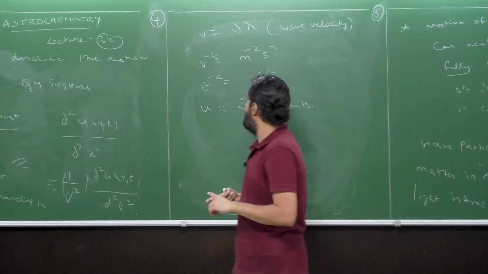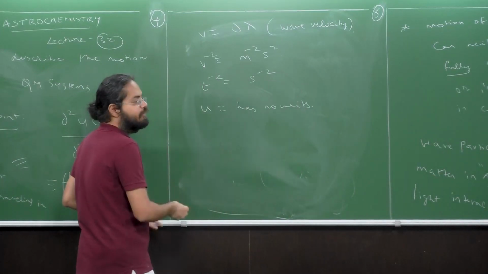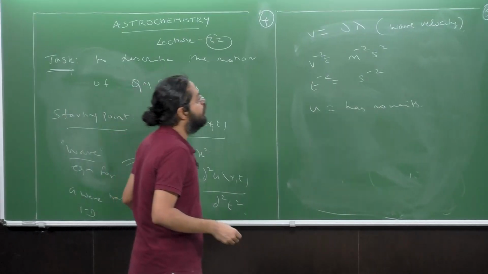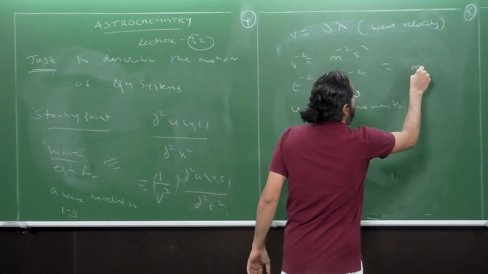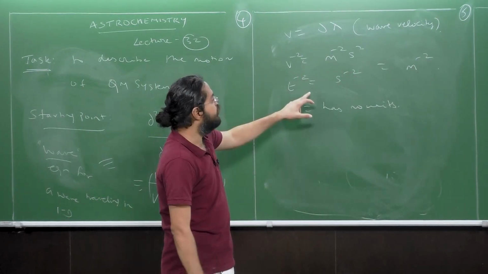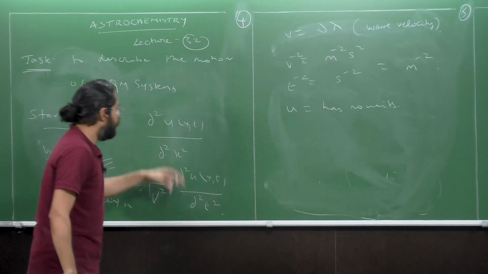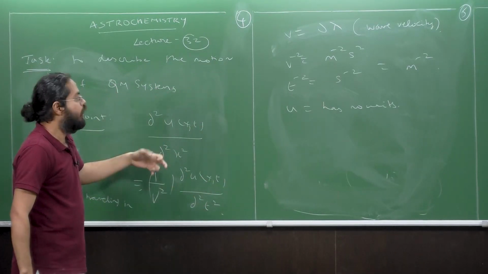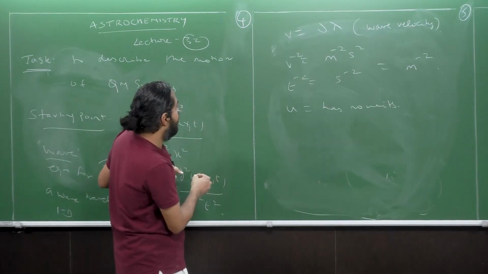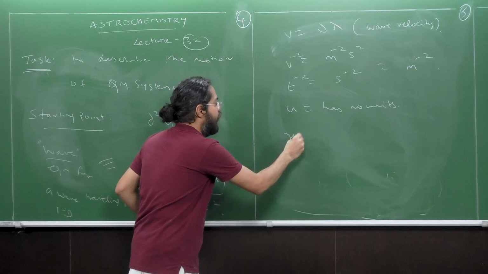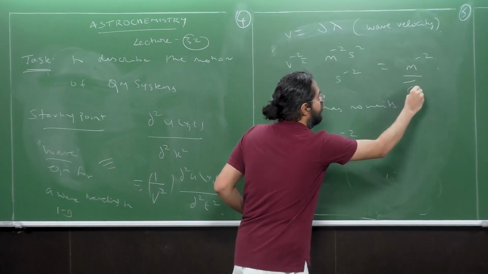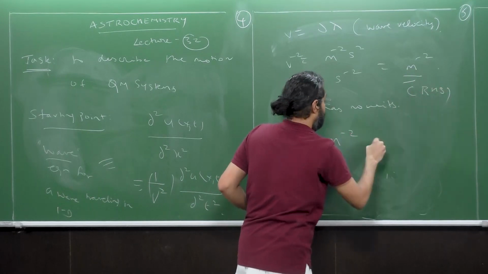All right. So therefore, the net dimensions on the RHS are going to be t to the power minus 2 times v to the power minus 2, which is going to be meter to the power minus 2, correct? This is going to be the dimensions on your RHS. What about the LHS? Again, knowing that u has no units, this is like x to the power minus 2, which is going to be m to the power minus 2, which matches the unit of the RHS with the LHS.